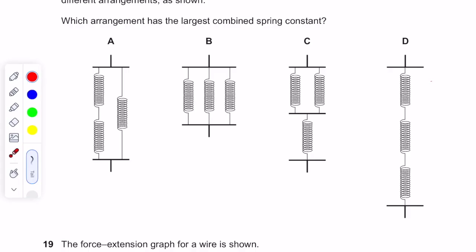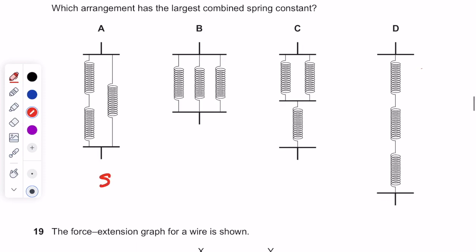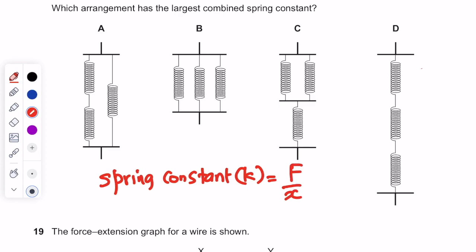Three identical springs, each with the same spring constant, are connected together in 4 different arrangements. Which arrangement has the largest combined spring constant? Combined spring constant. What is spring constant? Spring constant, you can use K as the symbol, is F over X, or in a simple intuitive way, it is the stiffness of an object.